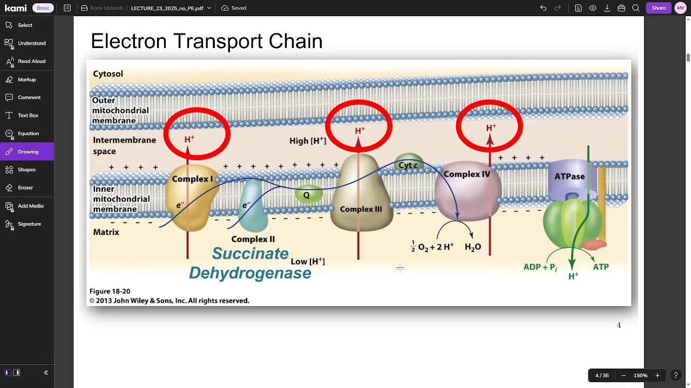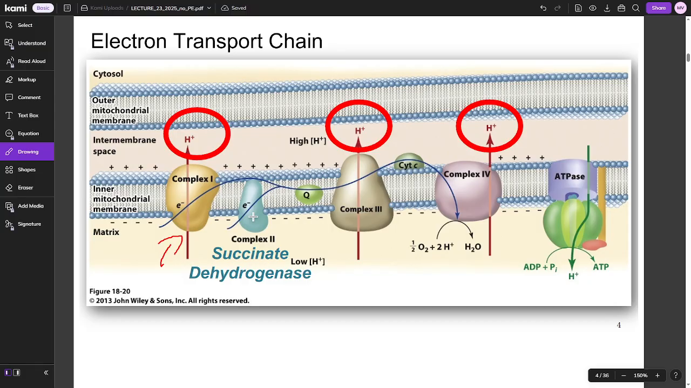So I already talked about before how we basically have NADH going in here, right? And then that NADH pumps protons from complex 1, then the electrons go to complex 3, which pumps protons, and complex 4 pumps protons, right?